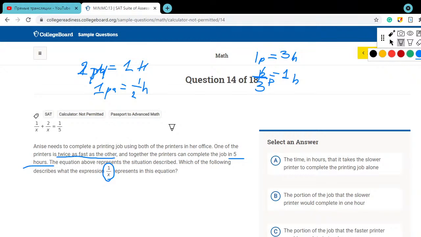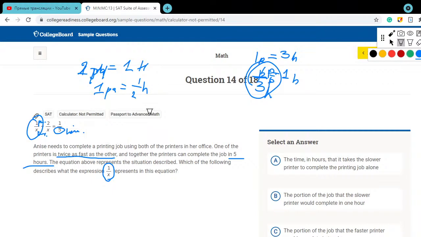And here, as we see, we have 5 hours. They need 5 hours to complete it. So this is hours, and this is printed jobs. In 1 hour, printing jobs. So together, this would show us the proportion of job that can be done in 1 hour.